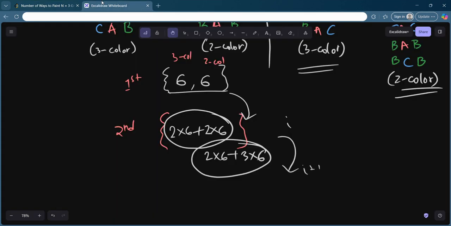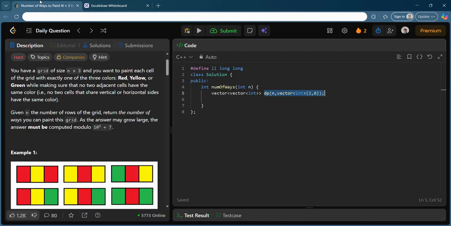So, dp of n cross 2 I just created. Why? Because I want to store a vector of pairs. Every pair will give me an ordered set of 3 color comma 2 color. I can keep this as long, and also I want to have a modulo which will be nothing but 10 to the power 9 plus 7. I will use it every time. And what else? I have the initial rows, which are fixed with me.